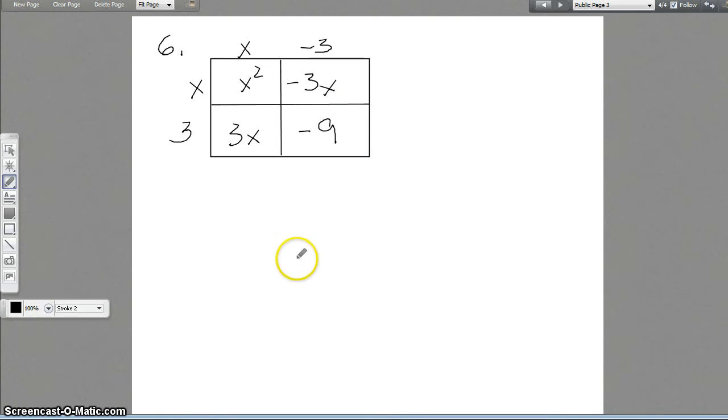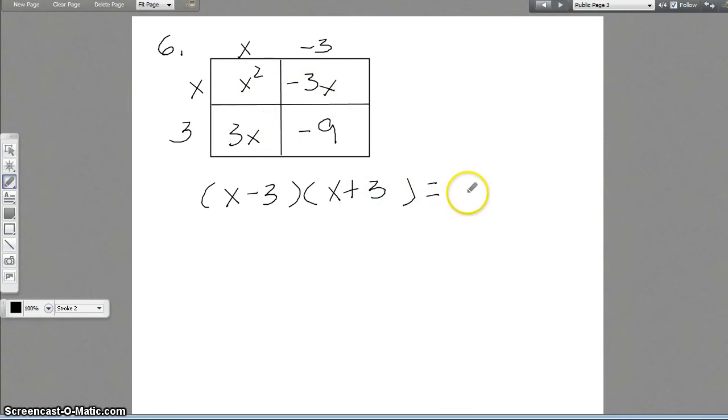So we need to write this as the product of binomials. So that means we're going to write 2 pairs of parentheses. And inside the parentheses, we're going to put the 2 factors. Our 2 factors are what we have on the top and what we have on the side. So on the top, we have x minus 3. And what we have on the side is x plus 3. Those are the things that were multiplied to get everything that's inside of the grid.